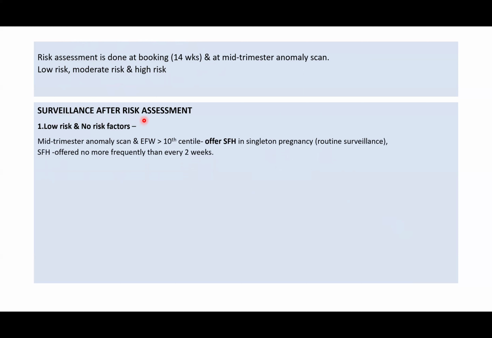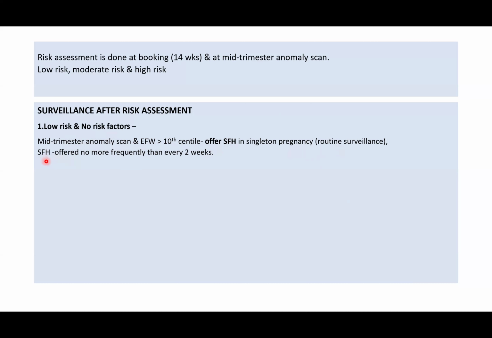So we have to see if the woman is at low risk, that is, she is not having risk factors. Risk assessment is done at booking at 14 weeks. Then we ask the woman to come routinely at 20 weeks for the mid-trimester anomaly scan. And here we also check the estimated fetal weight. If it is more than 10th centile, the woman is offered only measurement of the symphyseal fundal height in a singleton pregnancy, and this is the routine surveillance.